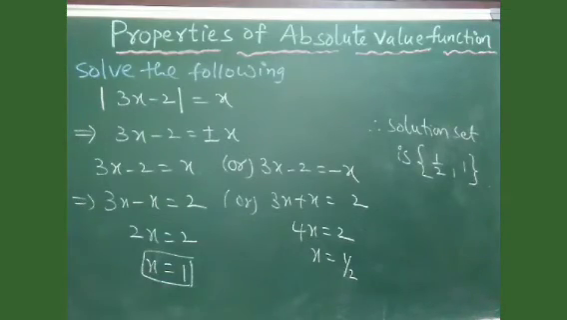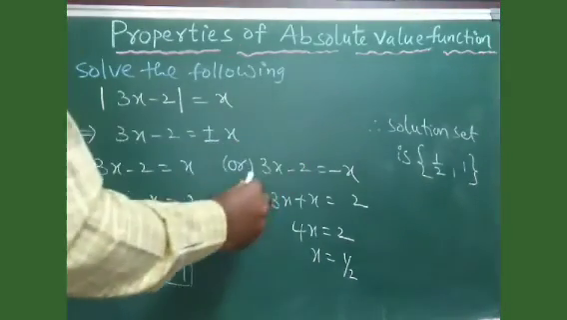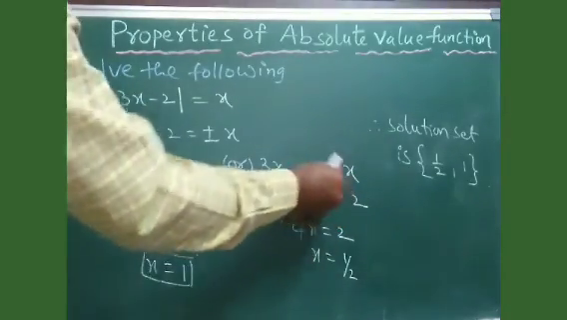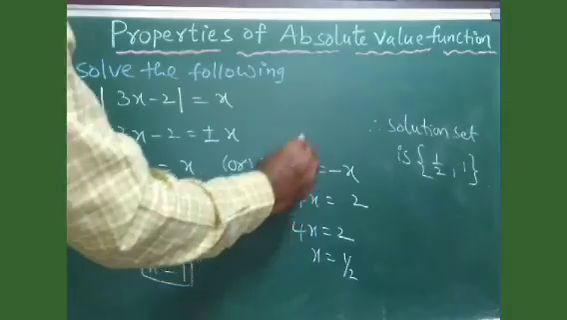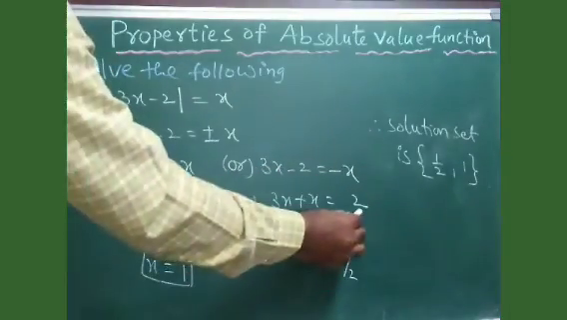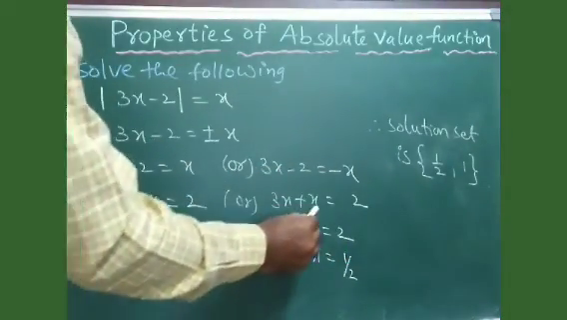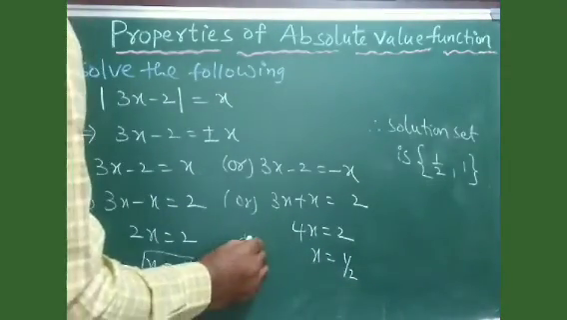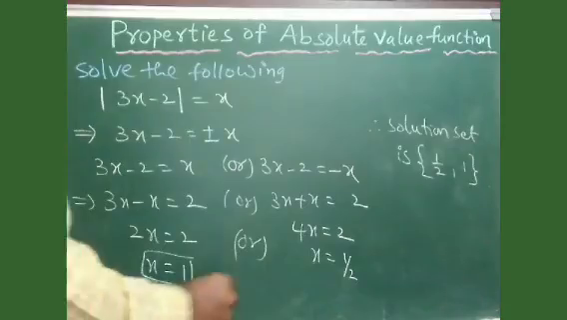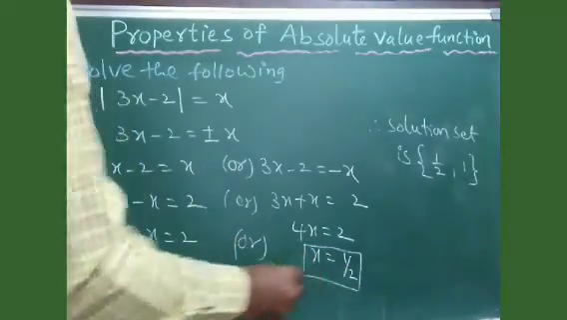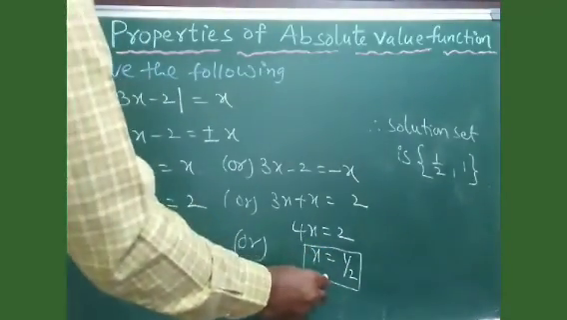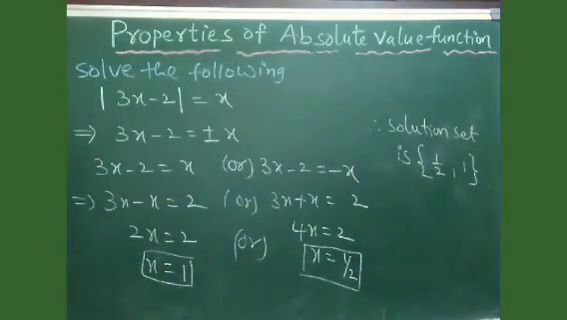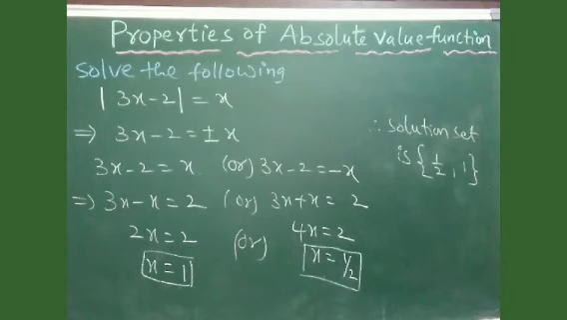And coming to the other condition, that is 3x minus 2 is equal to minus x. So once again here also you can bring the minus x, then it becomes plus x. Similarly you can send the minus 2 which is plus 2. Now 3x plus x, 4x is equals to 2, hence x is equals to 1 by 2. So here in case 1 we got x value as 1, and in case 2 we got x value as 1 by 2. So finally the solution set is 1 by 2 comma 1.